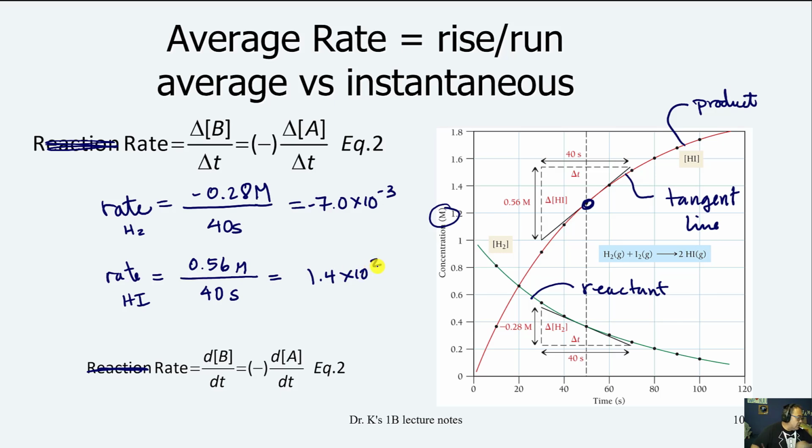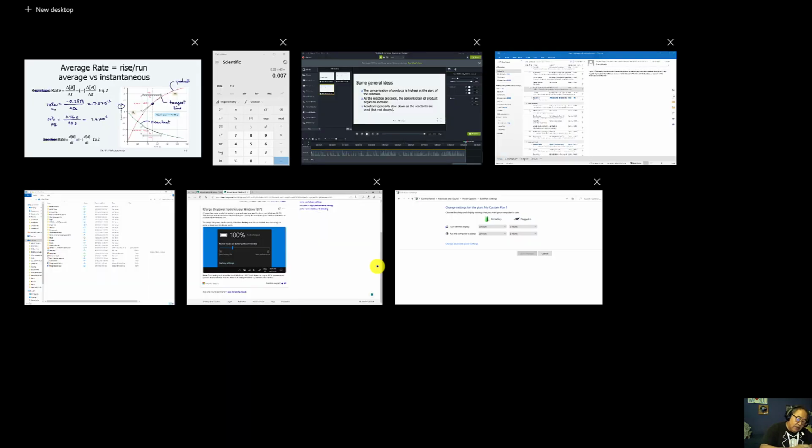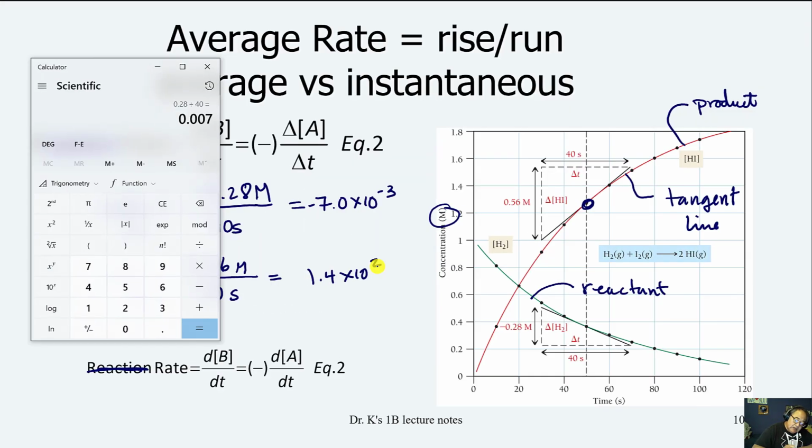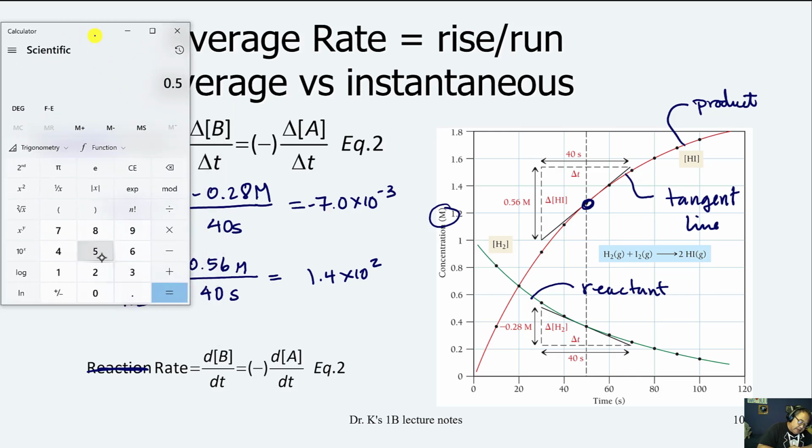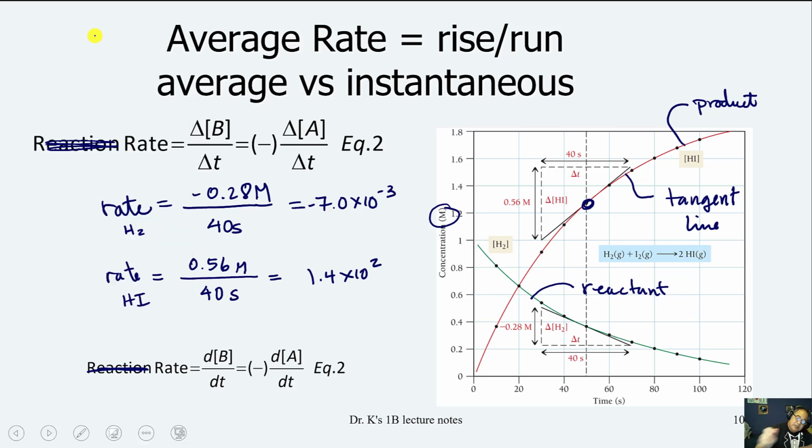Let's go ahead and pull the calculator out, and I'll tell you why I think it's that in a second. So that's going to be 0.56 divided by 40. Yeah, 1.4 times 10 to the minus 2. I just did the scientific notation conversion in my head. The units for both of these are molarities per second. Okay, good. All right, so this is how we measure rate.